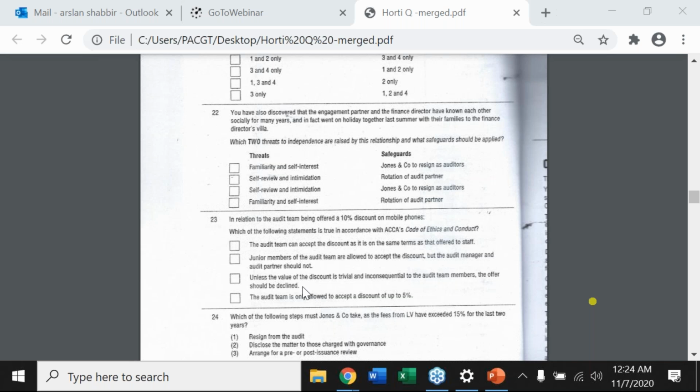Inconsequential means immaterial to the audit team members, otherwise the offer should be declined. Unless the value of the discount is trivial to the audit team members, the offer should be declined. The audit team is only allowed to accept a discount of up to 5%. That option is totally wrong. The first option is also wrong. So you need to decide between B or C. So option C is right.